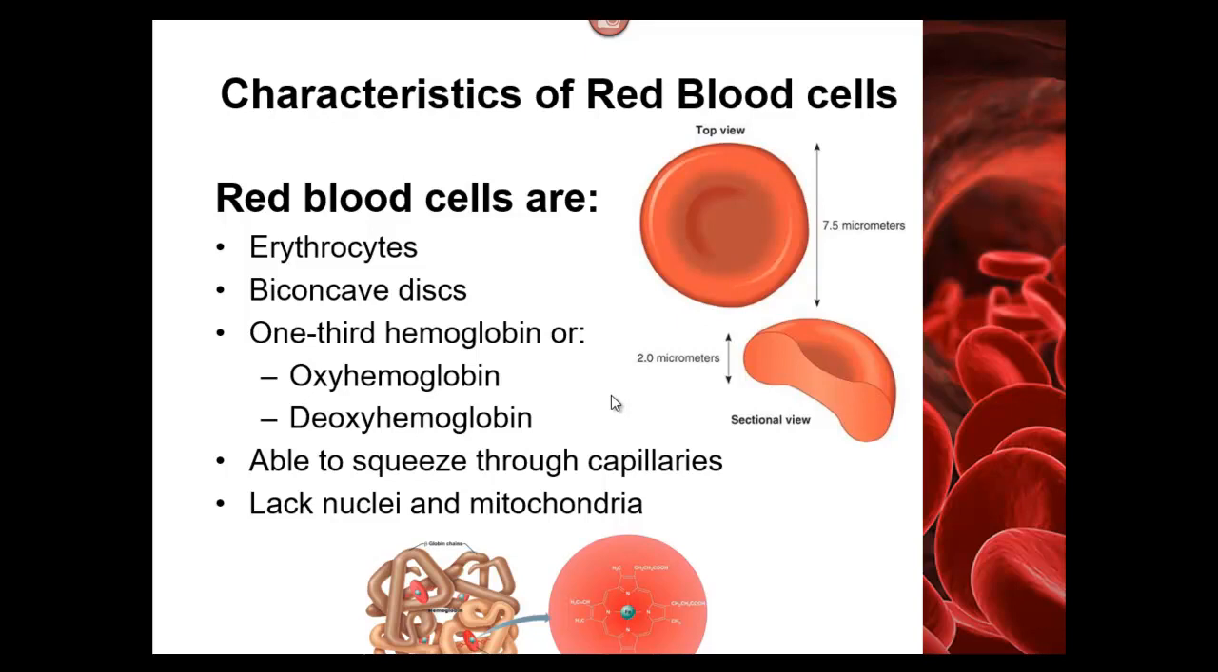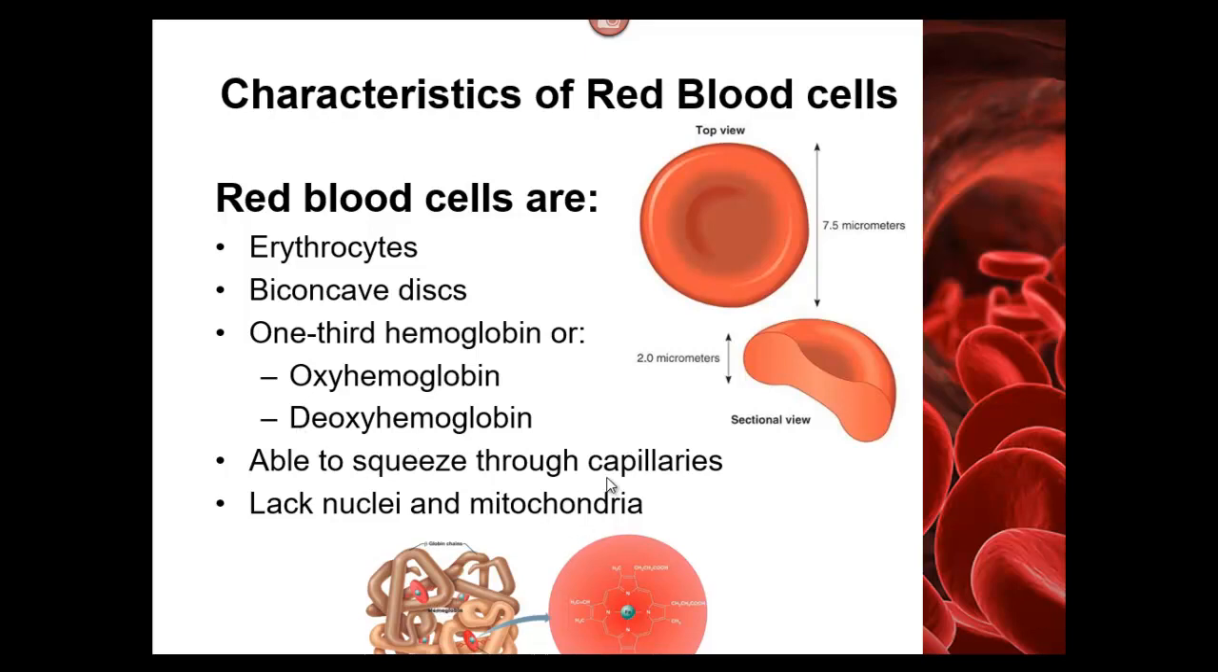And a couple of terms you need to be familiar with. Oxyhemoglobin is when oxygen is bound to hemoglobin. Deoxyhemoglobin is when there's less oxygen or no oxygen bound to hemoglobin. And on this little hemoglobin molecule at the bottom, hemoglobin has 4 little binding sites. It can carry 4 oxygen atoms.